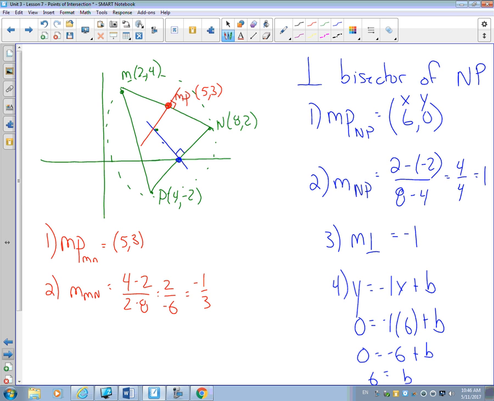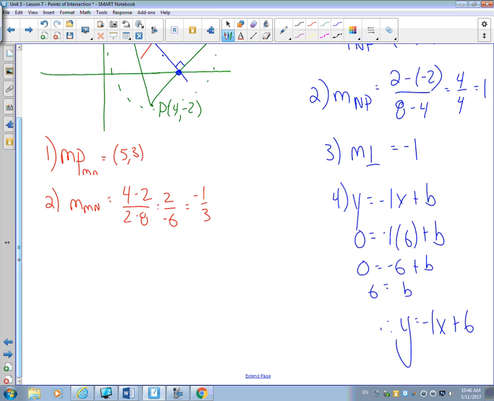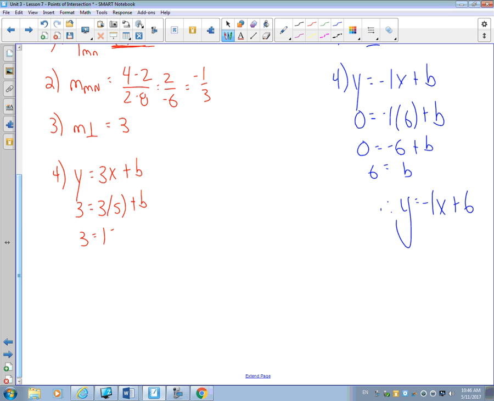Reduces to negative 1/3. Good news is we don't want that slope. We want its perpendicular. So I flip it over and it becomes 3, and switch your sign too. Okay, we want our equation, mx plus b. The only point that we know for sure is that midpoint. So 3 for y, 5 for x, solve for b. I'll get 15 plus b, 3 minus 15 is b, negative 12 is b. My equation is 3x minus 12.